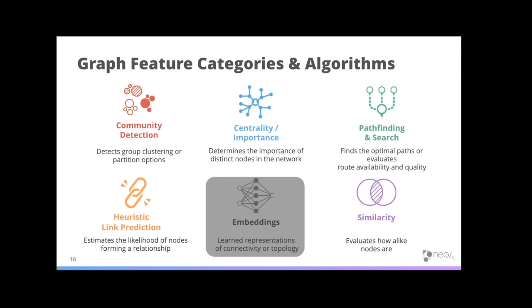And then finally, that gray one in the center is kind of one of our newer segments of our graph algorithms. It's a little bit more experimental, but we're starting to look at graph embeddings. So this is looking at representations of connectivity or topology within your graph. So this is where you start getting into the deep learning and the graph native learning.